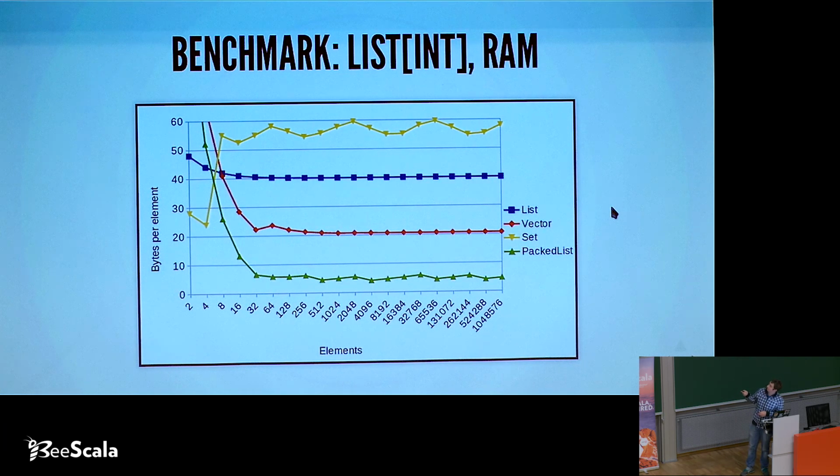For the vector and packed list, there are some buffer preallocations at the beginning. So if you have only one small integer and a 100 bytes buffer, the memory overhead per element will be quite huge. But that's the problem of the implementation of this. So you shouldn't really use it for collections of 1, 2, 3, or 10 elements.